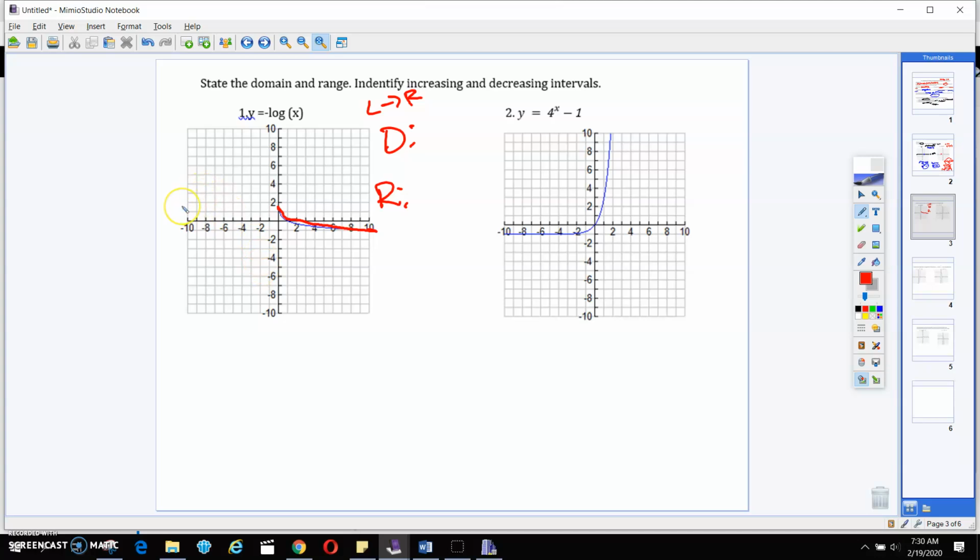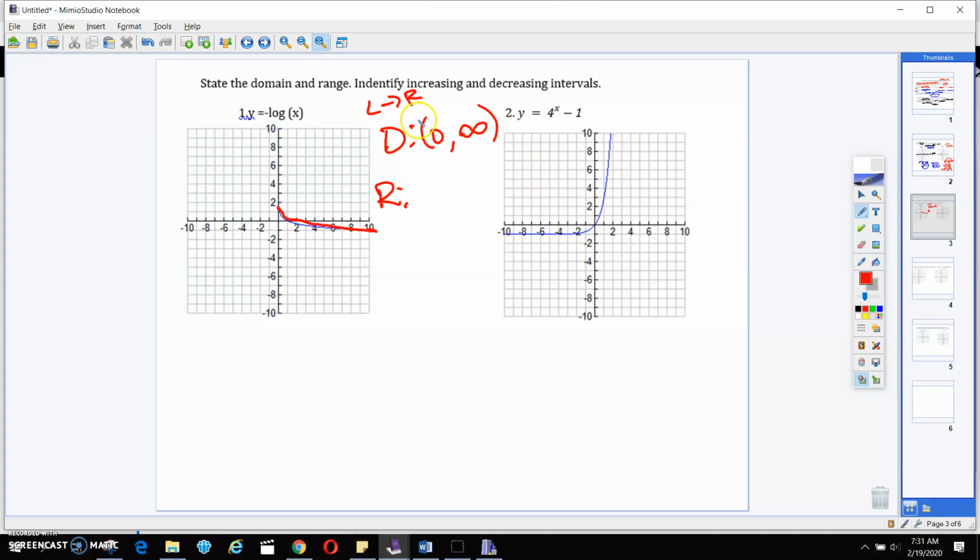So because it's always curving over, you read left to right, so you start from left to right. Is it because it's curving over? Yep. Okay. So we're going to start at 0, and we're going to go, how far over does it go? To infinity. Okay. So your domain is from 0 to infinity.